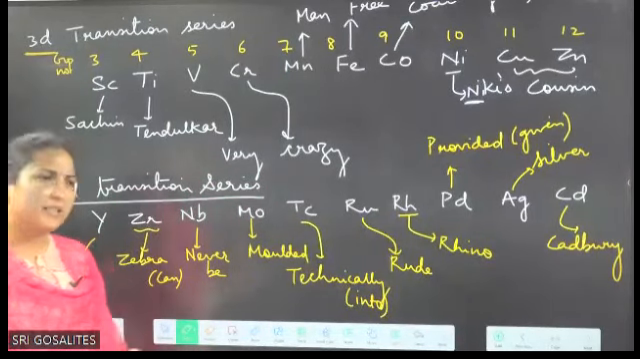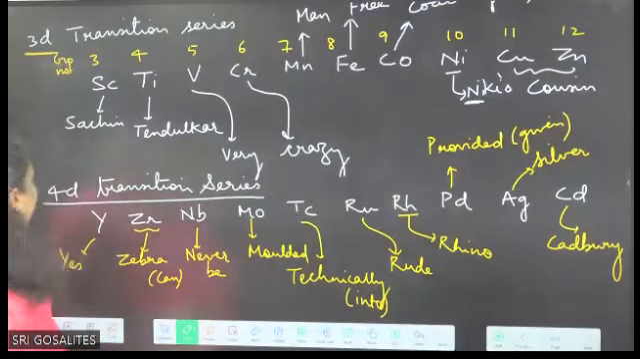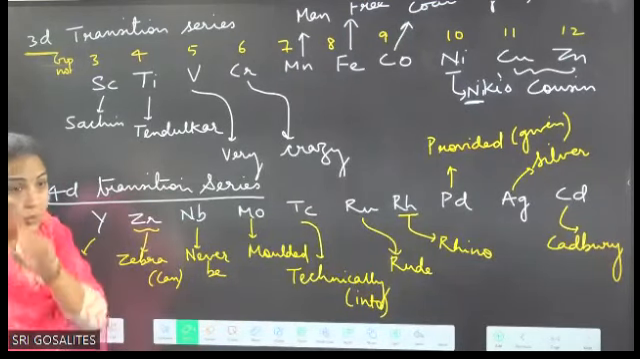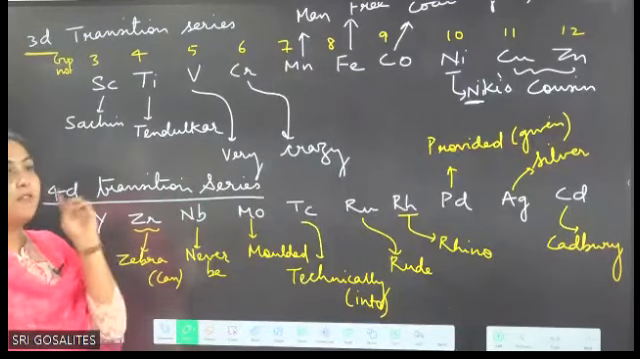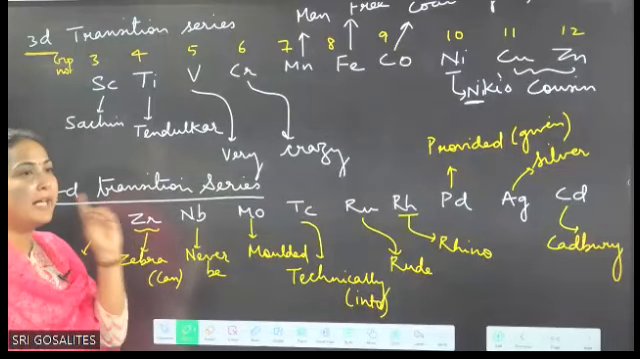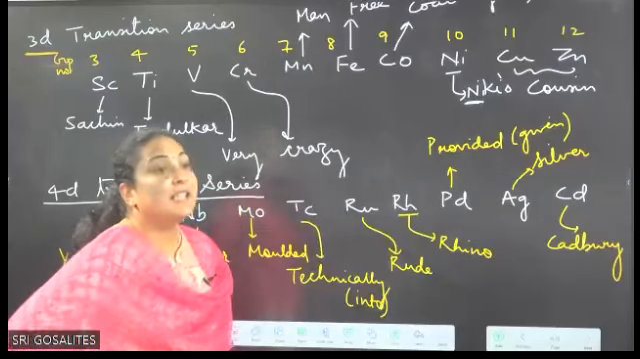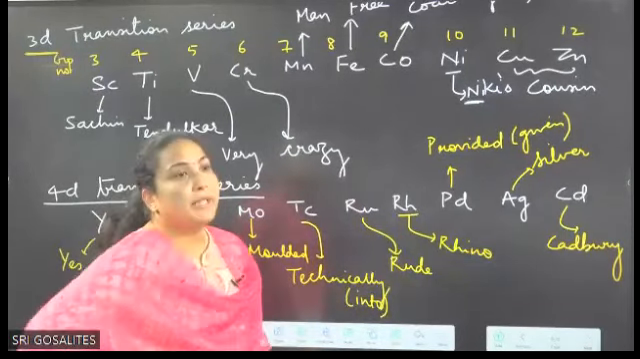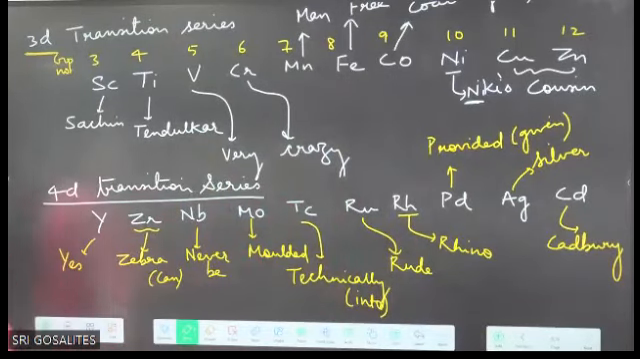And if you have any other mnemonic, well and good, not an issue. Now, coming to the names: Y for yttrium, ZR for zirconium, NB for niobium. I'll repeat these three. Y for yttrium, ZR for zirconium, NB for niobium, MO for molybdenum, TC for technetium, ruthenium, rhodium, PD for palladium, AG for silver, CD for cadmium, right?